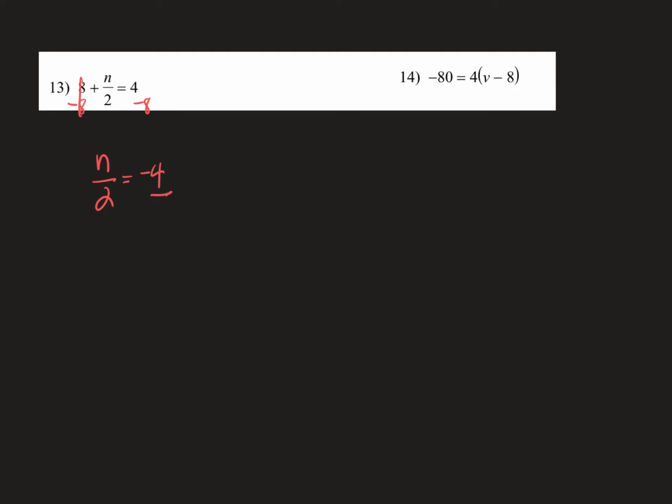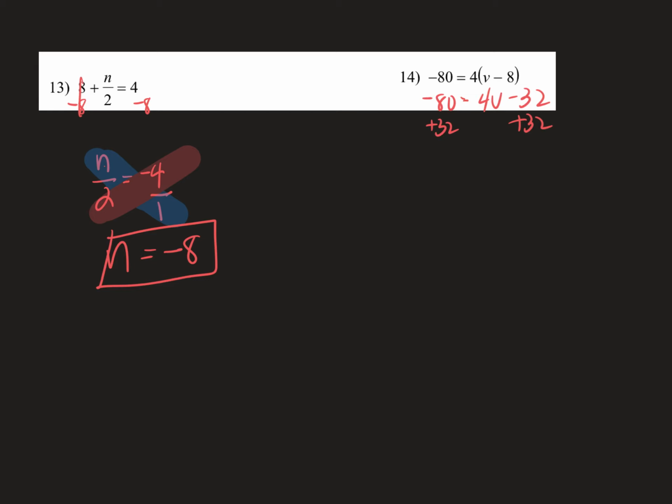If you want to make this over 1, then you could multiply these two and multiply these two. You can say that. That's perfectly fine. So n times 1 is n equals 2 times negative 4 is negative 8. You could do it that way. The next one, I'm going to distribute the 4. I'm going to add 32. Be 7. So negative 48 equals 4v divided by 4. V will equal negative 12.